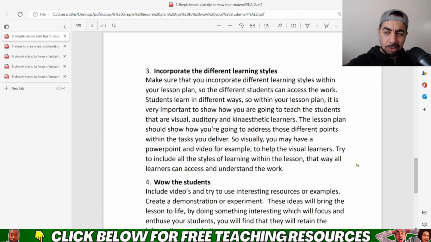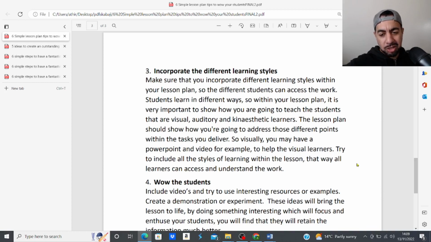And it's very important that all students understand the work and access the work, and that needs to be communicated to them. So for example, if you're going to make sure that the visual learners understand the work, then obviously there may be something like PowerPoints. You might have videos there to explain what the topic is or what you're going through.